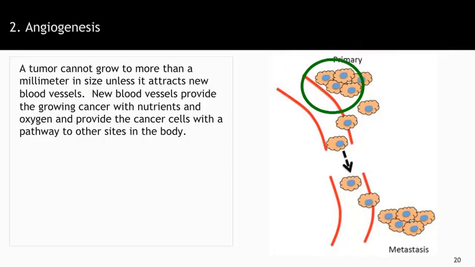The second step in metastasis is angiogenesis. A tumor cannot grow to more than 1 millimeter in size unless it attracts new blood vessels. New blood vessels provide the growing cancer with nutrients and oxygen and provide the cancer cells with a pathway to other sites in the body. This was suggested by Ewing.